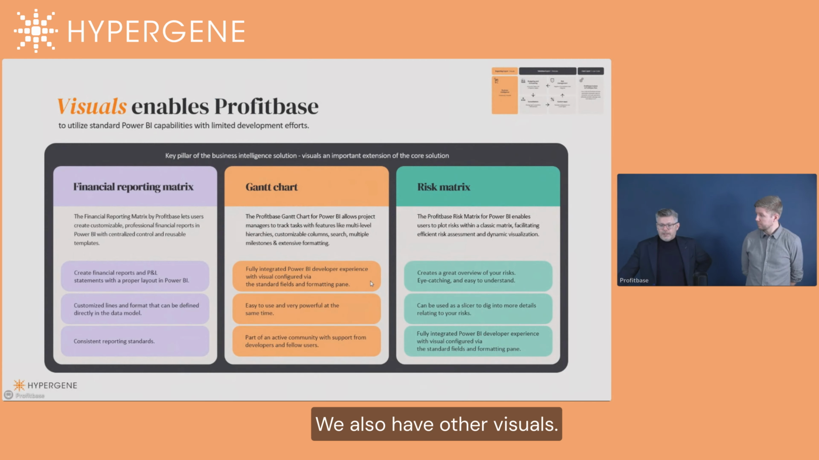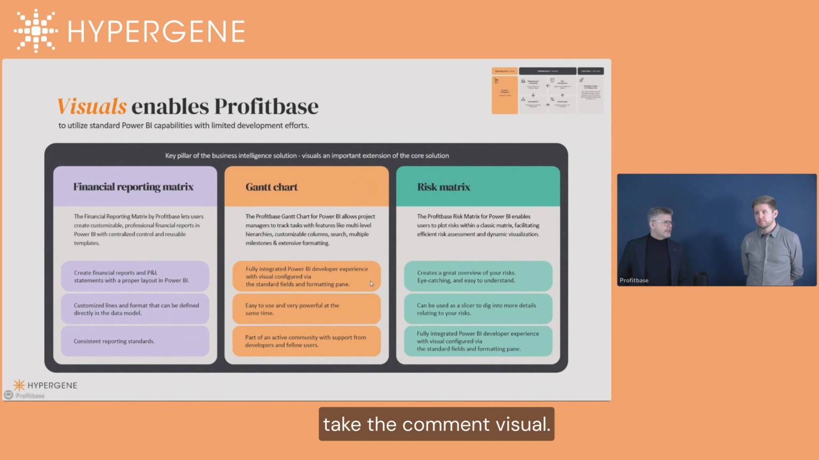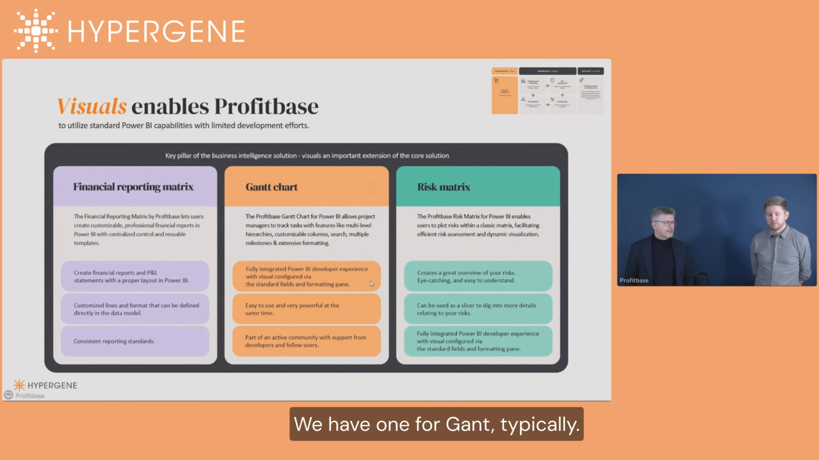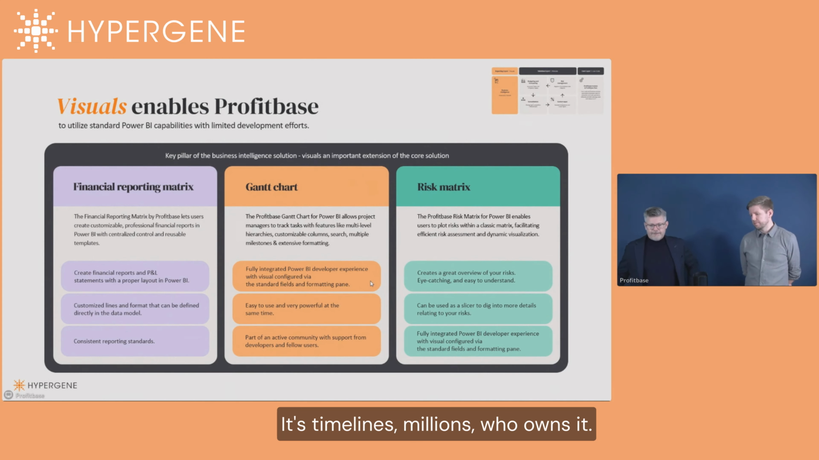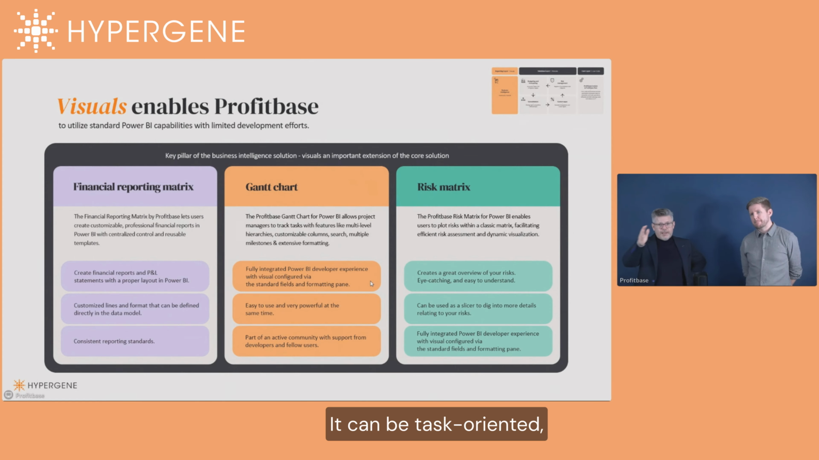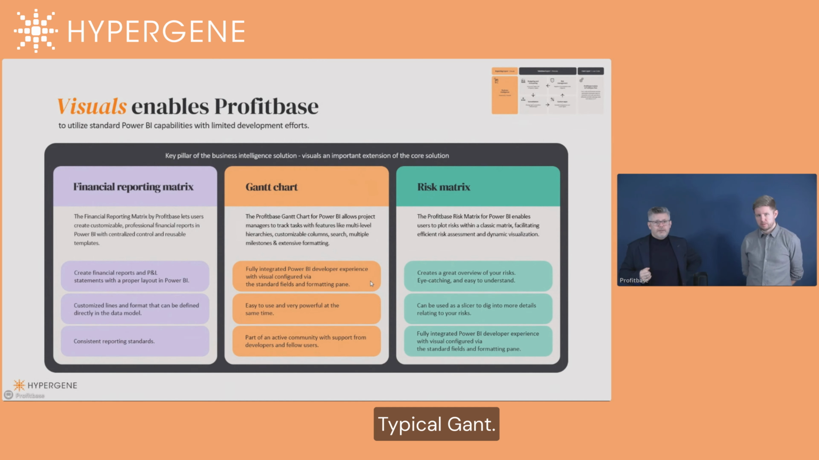We do have other visuals as well. So we have two more. Yep, three, I think, if you take the commenting visual, the writeback visual. We have one for Gantt, which is typical. What is that used for? It's a project management kind of visual, with timelines, milestones, who owns it. Could be task oriented, of course. So typical Gantt.